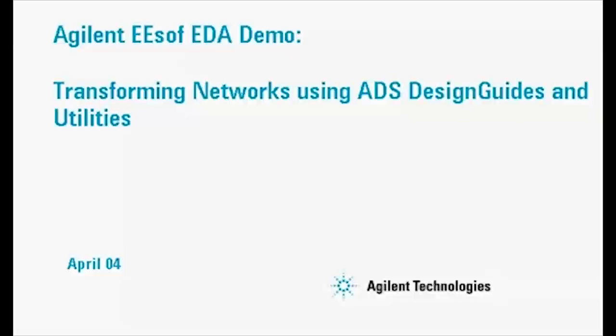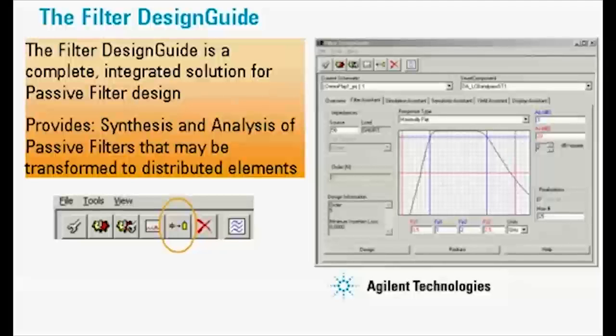Welcome to a demonstration of using ADS design guides and utilities to transform passive networks. We will begin with the Filter Design Guide, a complete solution for passive filter design. It is fully integrated with ADS and features several automated assistants, including an interactive filter assistant for graphically aided specification of the filter you want to design.